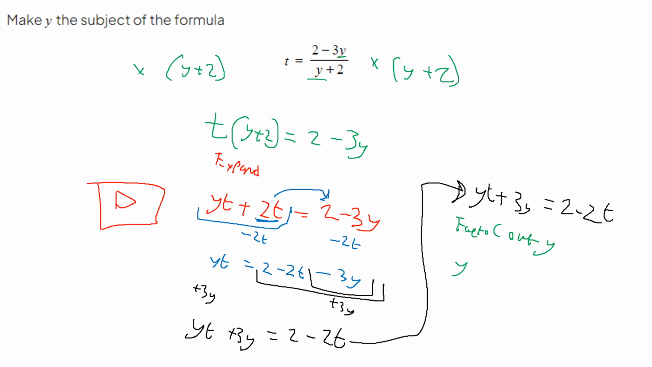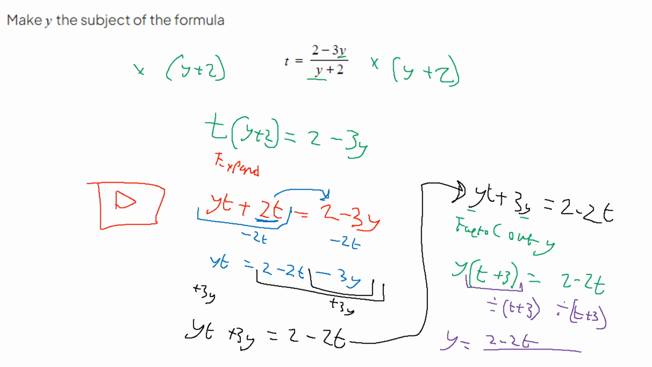So if we factor out y, we're left with (t plus 3), because all we're doing is we're just dividing by each of these y's. It's equal to 2 minus 2t. And finally, we need to divide by what we're multiplying the y's by, which in this case is t plus 3. And so what we're left with is y is equal to 2 minus 2t, all divided by t plus 3. And that is our final answer.